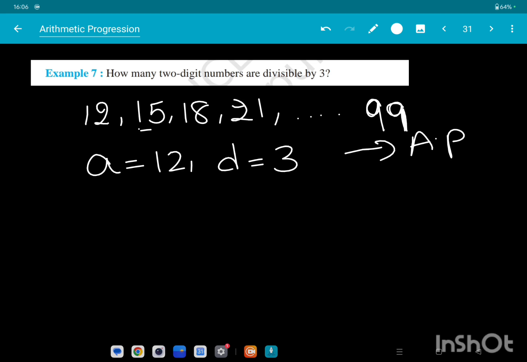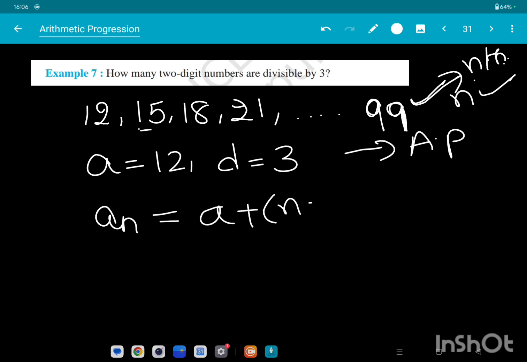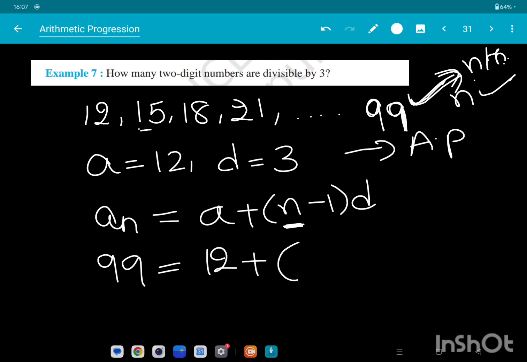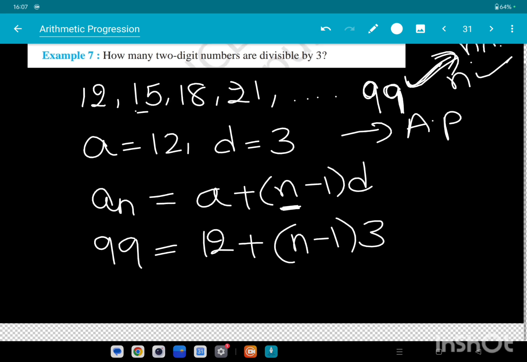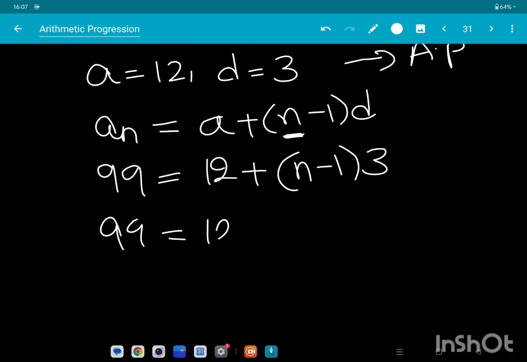Now we need to find how many terms there are. n terms, right? This is the last term, the nth term. They are asking how many 2-digit numbers are divisible by 3, so we need to find the n value. Here an is equal to a plus n minus 1 into d. What is the an value here? an is 99, which is the last number, right? What is the a value? 12 plus (n minus 1) into, what is the d value? 3. Here 99 is equal to 12 plus 3 into (n minus 1).